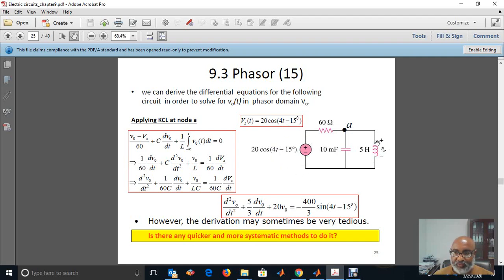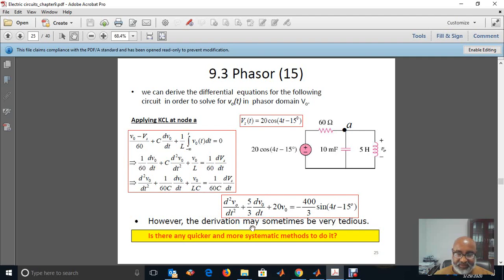So we tried to solve this problem to find the output voltage. We formulated the KCL at node A, found the integral differential equation, and derived this differential equation. So the target is to find the output voltage for this circuit.